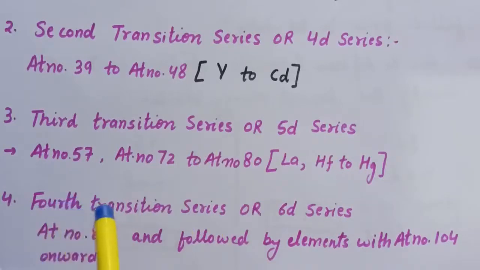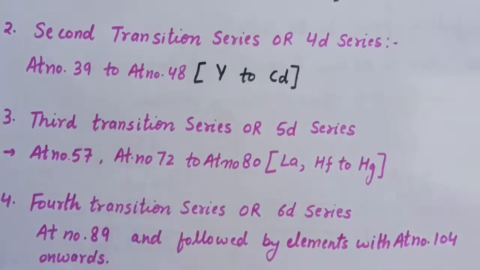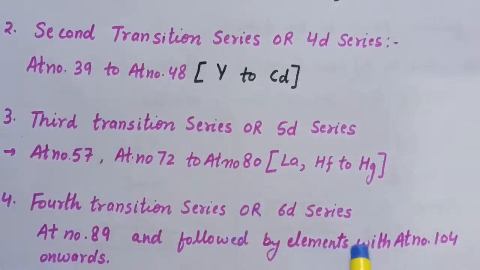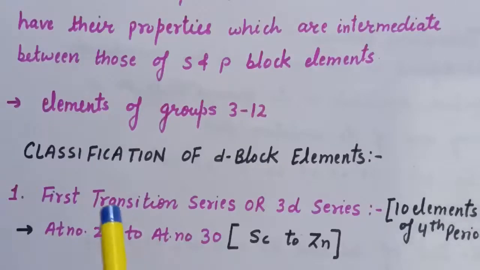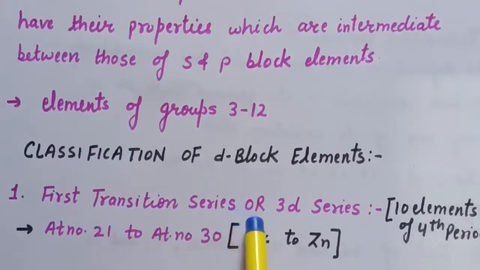Next classification is fourth transition series, which is also known as 6D series. It starts from atomic number 89 and after that is followed by the elements with atomic number 104 onwards, and this series is still incomplete. So we have 4 transition series, or you can say 4 classifications of D block elements. Out of these 4 classifications, we will do the first transition series in detail, and we will also study the preparation and properties of some important compounds of 3D series.